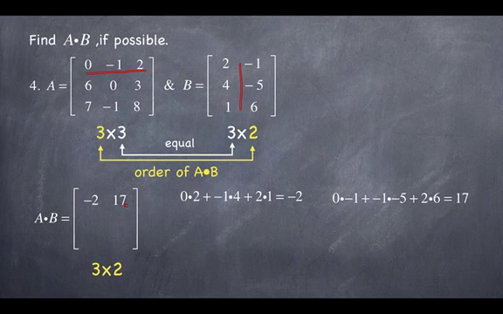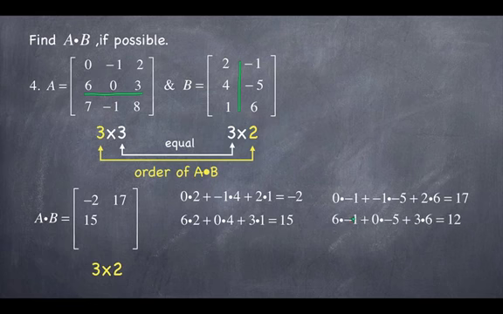Then I continue. Change the color here. So now I'm going to do this second row times this column. And I end up with that, which is 15. Now I'm going to go, let me erase these. I'm going to go with, again, still second row and second column. Once I simplify the product and the sum, I get 12.